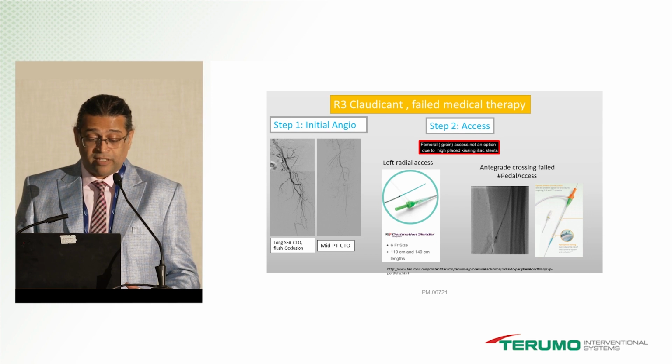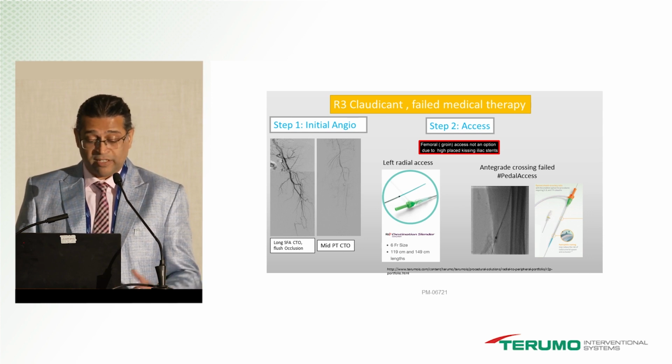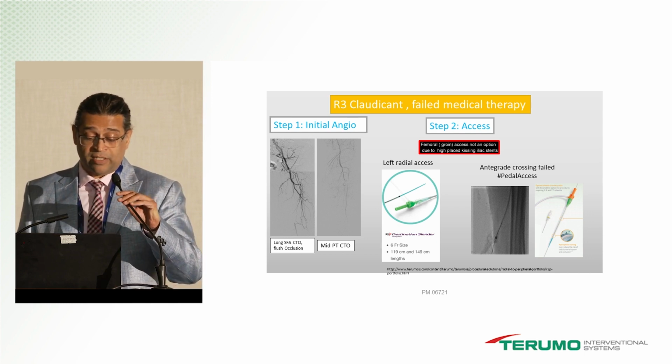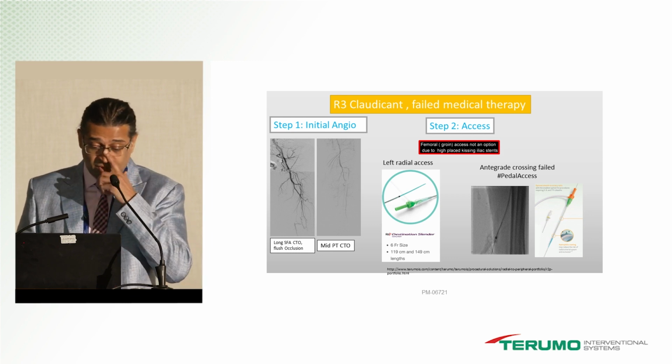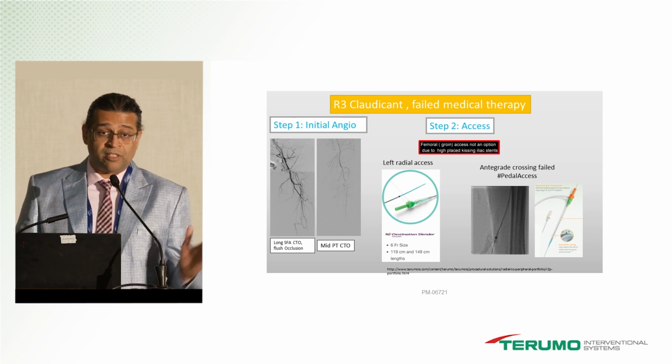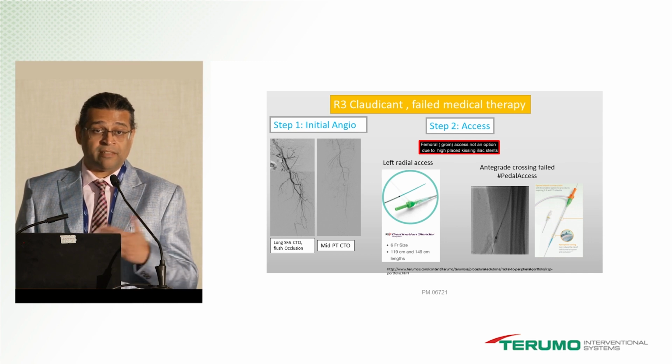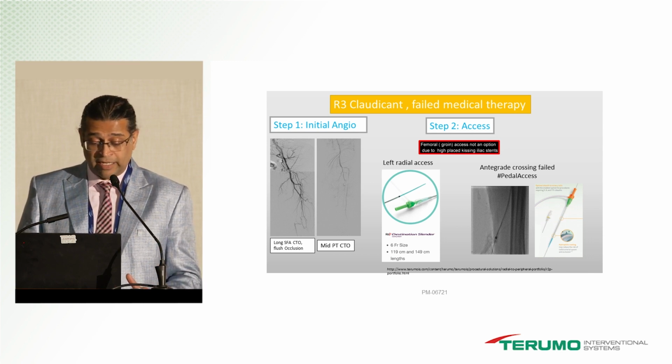R3 claudicant, tried medical therapy. Claudication interventions are sort of looked down upon in this age and time. This was a case from about 2 or 3 years ago, but failed medical therapy. I put them on cilostazol, did not work, brought the patient back in 3 months, and then had to do an intervention on this patient.